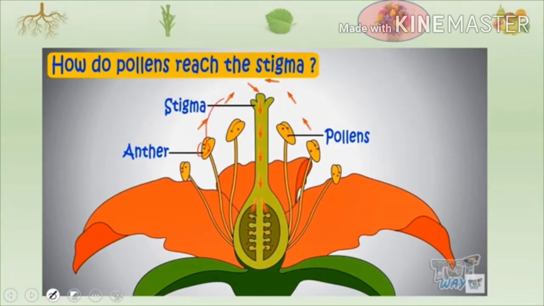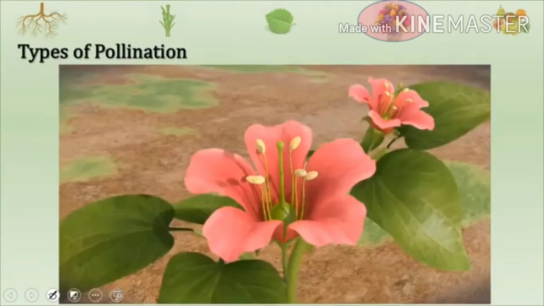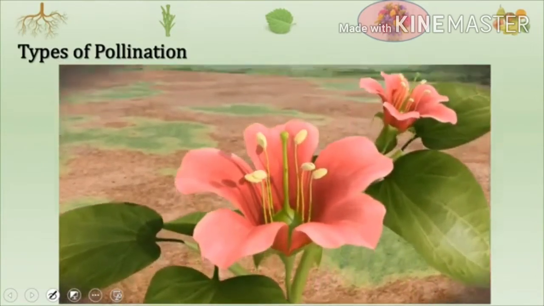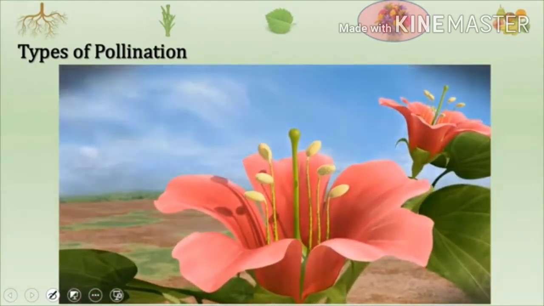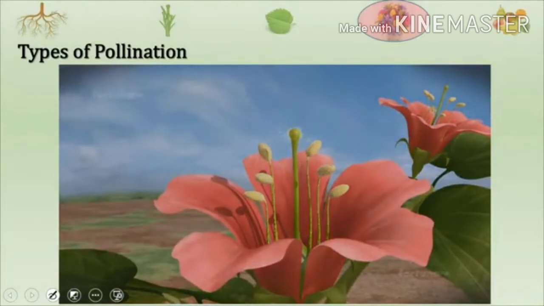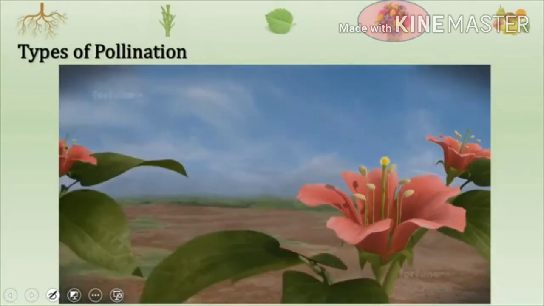The transfer of pollen grains from the stamen to the stigma of the same flower is known as self-pollination. Self-pollination means the transfer of pollen grains from the stamen to the stigma of the same flower. Only within the same flower is the transfer happening. That is known as self-pollination.